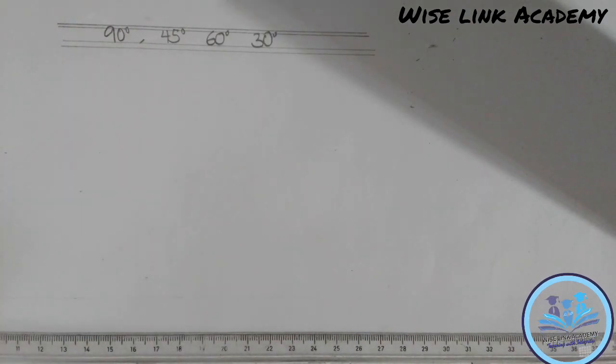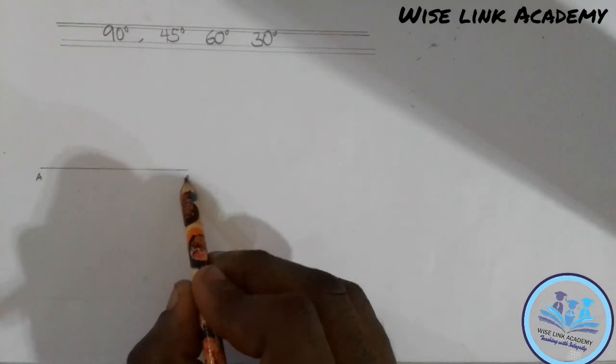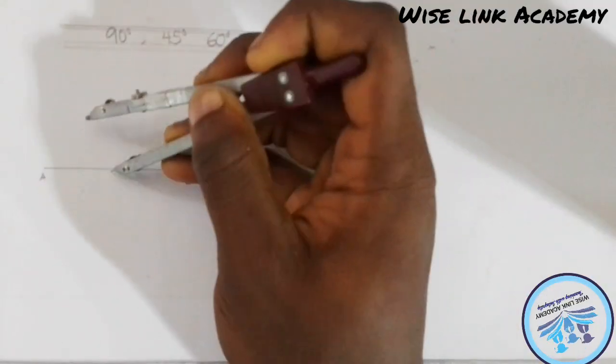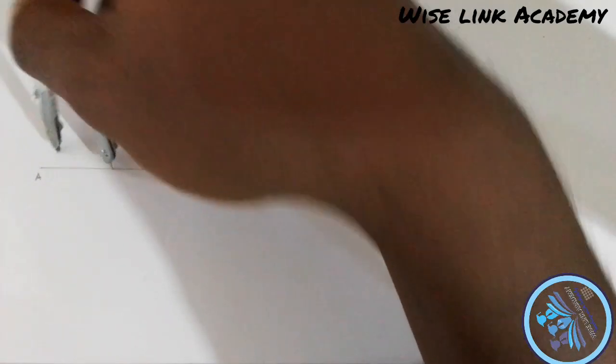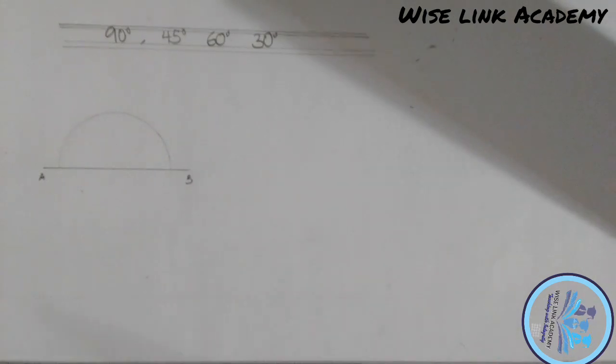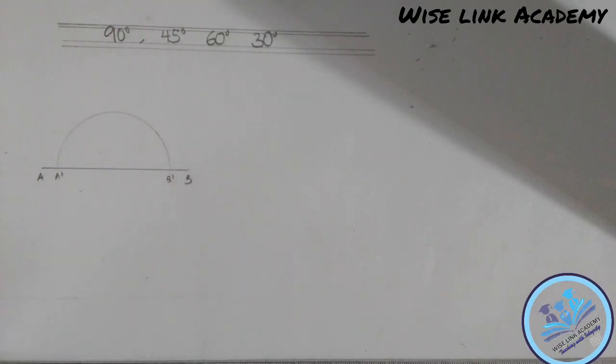If I want to construct angle 90 using my compass, I'll take my T-square this way and draw a straight line this way. Now I can mark here my point A and my point B. So I will take my compass, place it at any point in the middle here, and draw my semicircle. As you can see, I draw my semicircle this way, and I can call this here A prime and B prime.